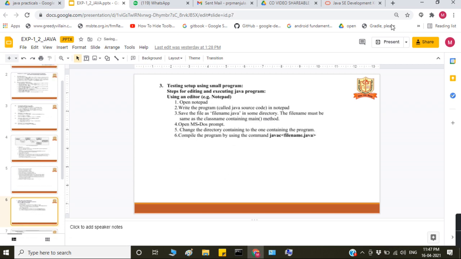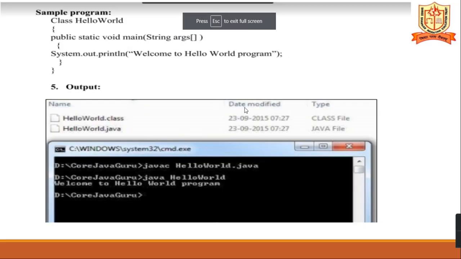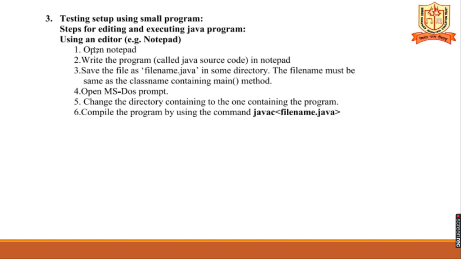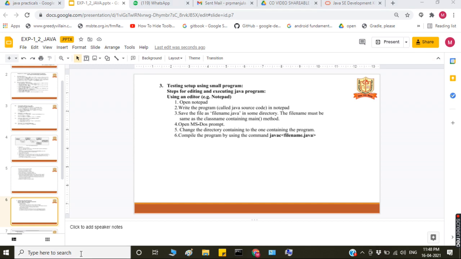And after that, next is what? Open Notepad and write the program in Notepad and save the file with the .java extension in some directory. The file name must be the same as the class name containing the main method. Then open the DOS prompt and change the directory. See here, a simple program for this. Open this Notepad.